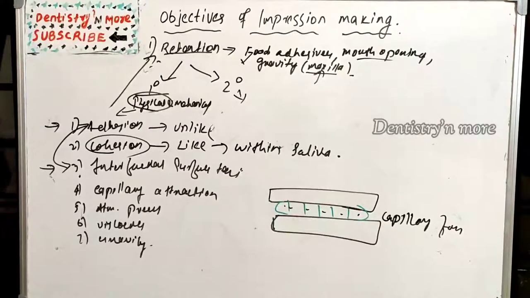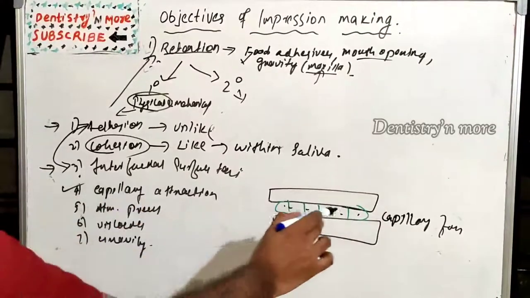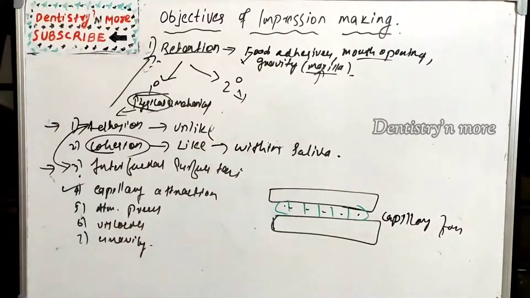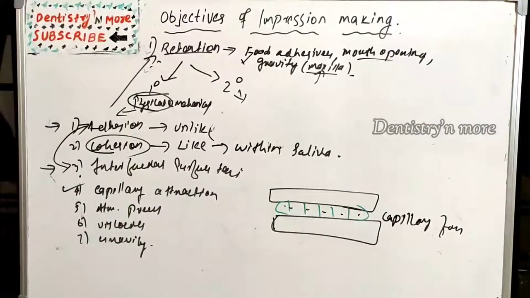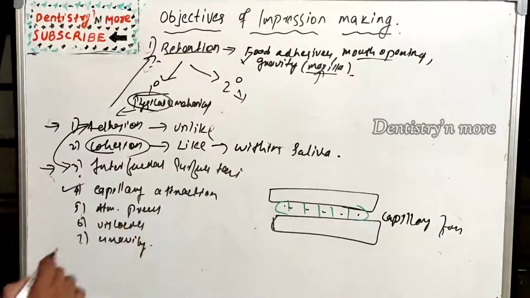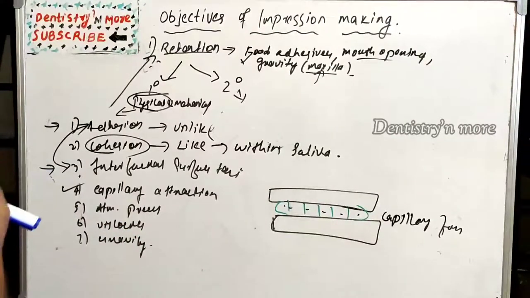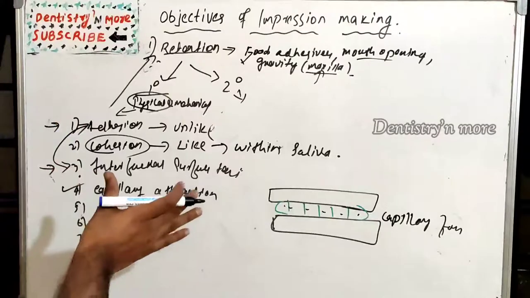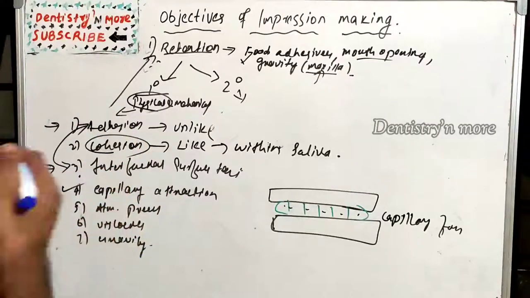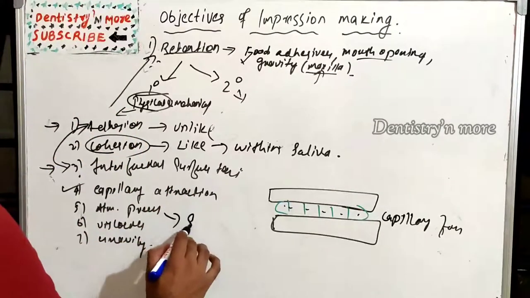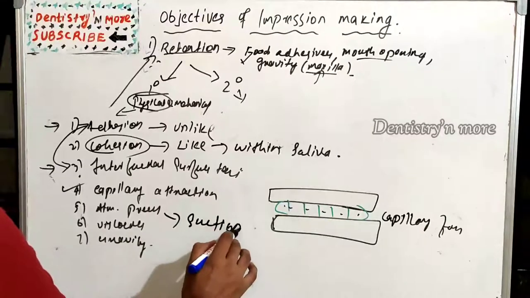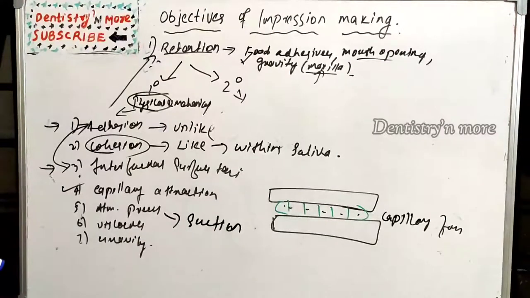We also talked about capillary attraction because it comes under the same concept. And the next one is atmospheric pressure. Atmospheric pressure resists dislodging forces on the denture with an effective seal, because no air is entrapped between the fitting surface of the denture and the mucous membrane. It is nothing but suction, a resistance to removal from the basal seat.